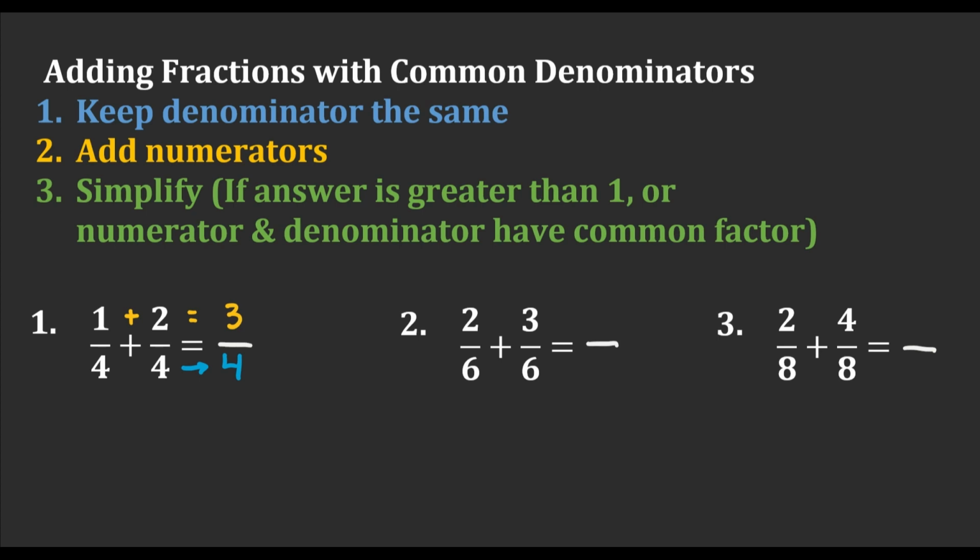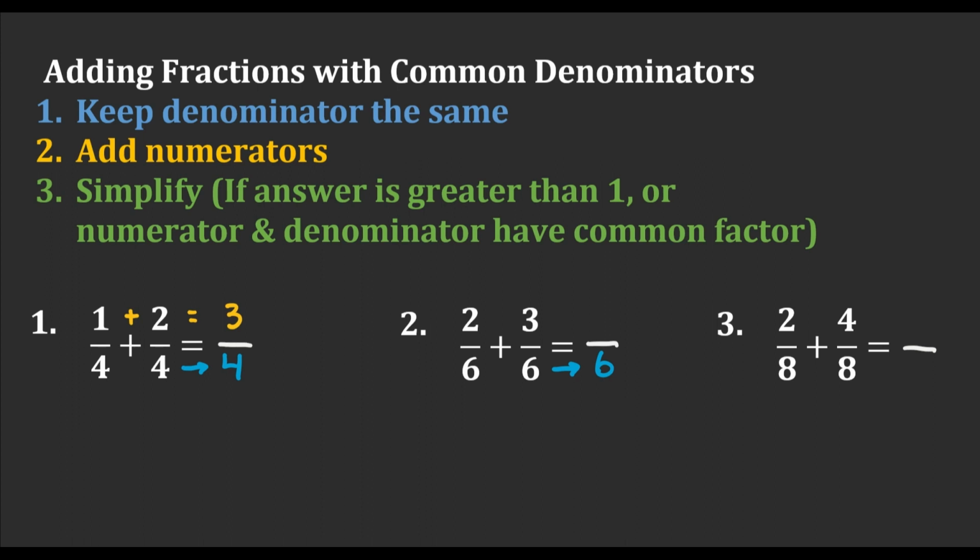3/4 is our answer. Now the second problem, we have 2/6 plus 3/6 equals blank. Again, we share a common denominator between these two fractions, so we can proceed down our checklist. The first thing is to keep our denominator the same. So that 6 in the denominator stays the same, no change.